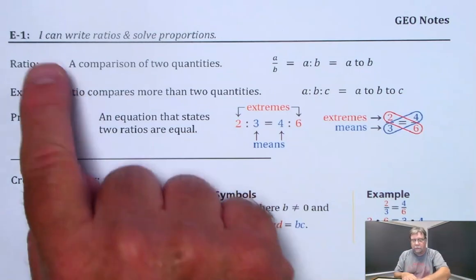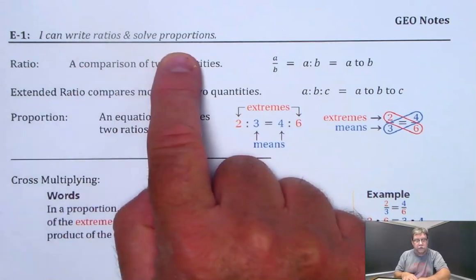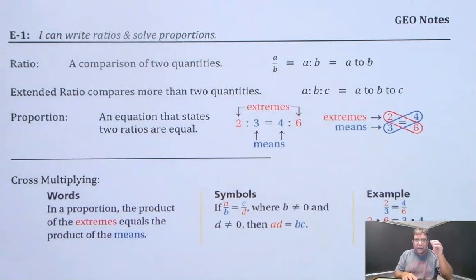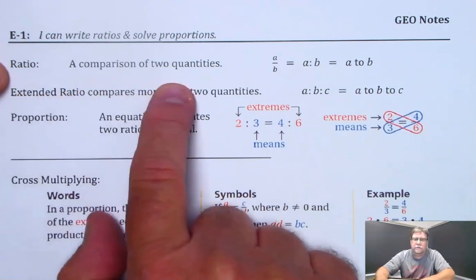We want to talk first of all about writing ratios and solving proportions. You probably have done this, probably back even in middle school, that you did proportions. So what you're going to see here is that you can write ratios and proportions. So a ratio is a comparison of two quantities.